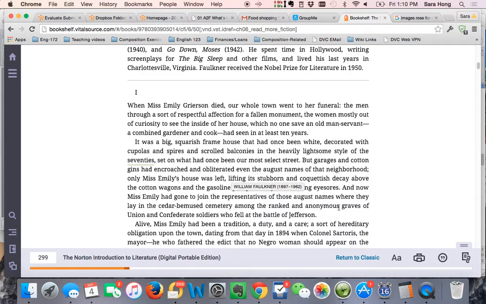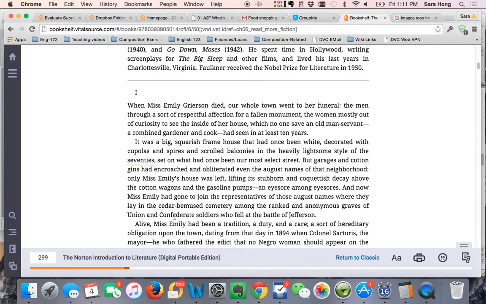and words such as obliterated and cedar-bemused cemetery. This is almost a feminine description, lifting a stubborn and coquettish decay above the cotton wagons. In the character of Miss Emily and the way that she's so closely tied to the house, we see the conflict and tension between the old South and some of the modernization that's coming in, and how she is part of that august set of names, a tradition that gets picked up in this line: "Alive, Miss Emily had been a tradition, a duty, and a care, a sort of hereditary obligation upon the town."